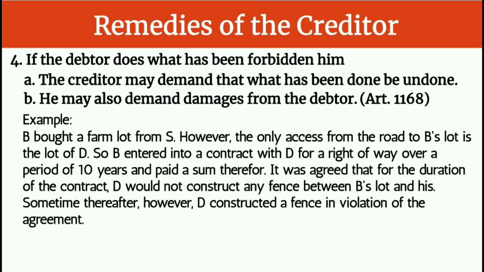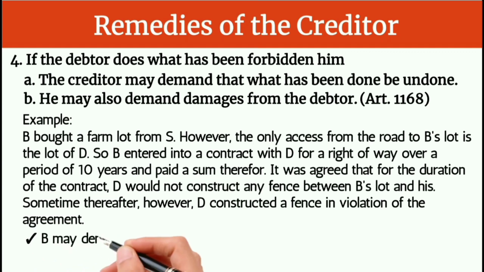As you can see, in this example, ginawa ni debtor yung hindi niya dapat gawin. Based on their agreement, D would not construct any fence between B's lot and his lot for the duration of the contract. But D does what has been forbidden him. Nag-construct pa rin siya ng fence in violation of their agreement.